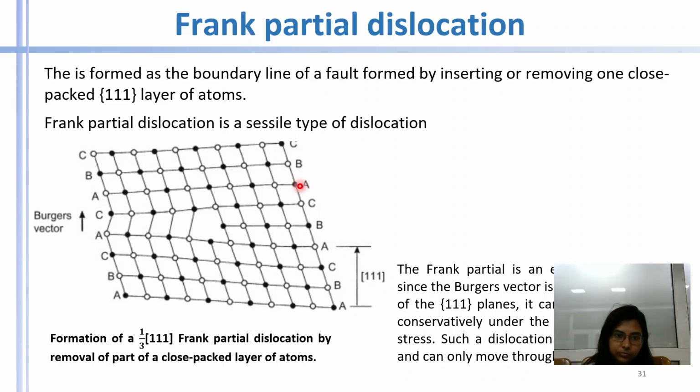Okay, so how to see? Suppose we are looking from this 111 plane, from that direction we are seeing. Frank, so let us try to understand this. Formed by inserting or removing one close packed 111 layer of atoms. Okay, so this is the 111 direction.